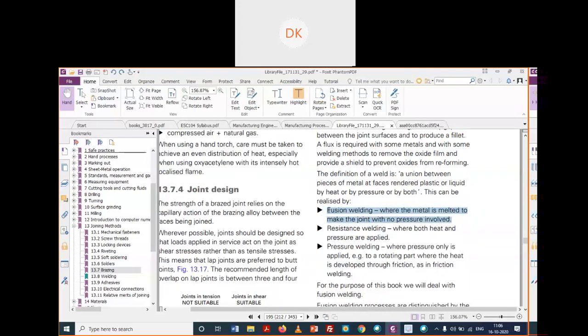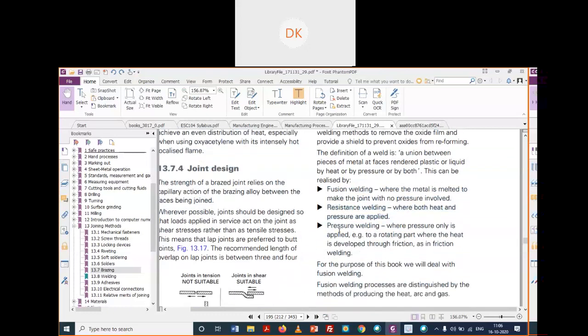Okay, got it? Then we have resistance welding, where both heat and pressure are applied. Then we have pressure welding. This is frictional welding. This is not a conventional way, but there is a way to do it without external heat, by simply applying pressure. Friction welding is a newer methodology, and for that only pressure is required.